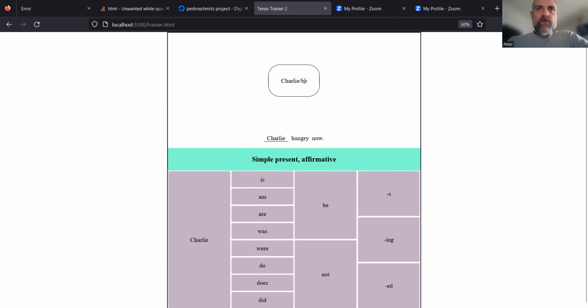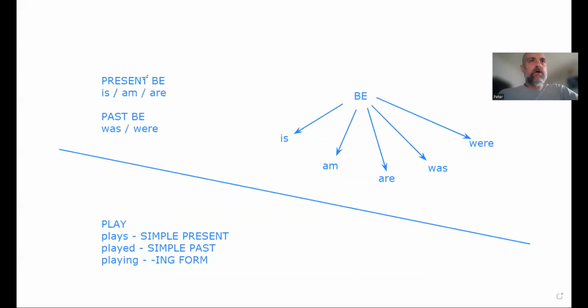Okay, now we have a B. What is B? Well, it's a little bit of a grammar thing here. When I put B here, B must change, in this case, to is, am, are, was, or were. Okay, so we have the present of be, which is is, am, and are, and we have the past of be, which is was and were. It's the past.